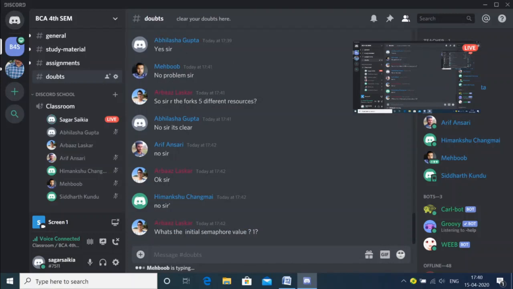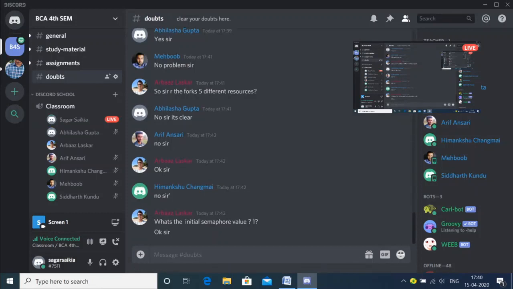One, it is always one. That means if the semaphore value is one, you can say that the resources are available, or the forks are available. And if it is set to 0, then the forks or the resources are not available. Now, who sets these values from 1 to 0?